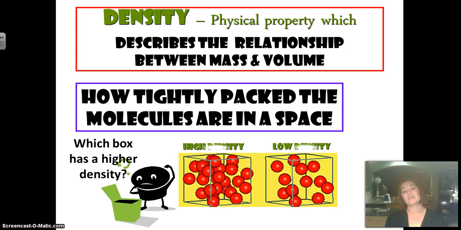I hope you said the box on the left, because there are more molecules packed within that space than the box on the right. Both boxes occupy the same amount of volume, but with more mass within that volume of space, the box on the left, this one here, has a higher density than this box over here. Same amount of volume, but a lot fewer molecules packed within that space, so a lower density.